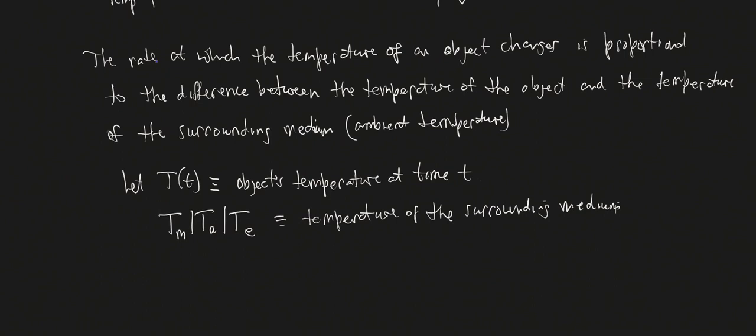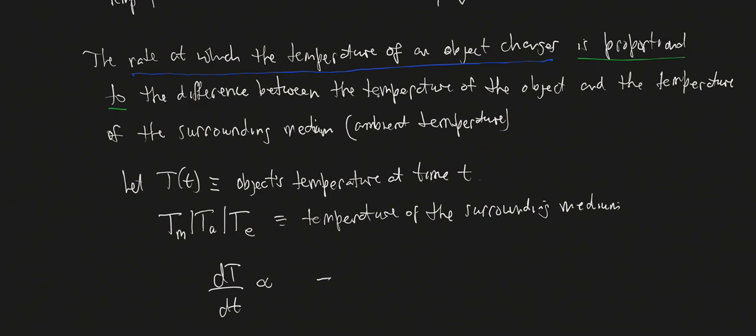All right, so let's see what it says. Let's start with this: the rate at which the temperature of an object changes. That is referring to the derivative of the temperature. So let's write that down: the derivative of big T with respect to little t is proportional to, and we have the symbol for proportionality. So the rate of change of our temperature with respect to time is proportional to, and it says the difference. Well, the difference is a subtraction.